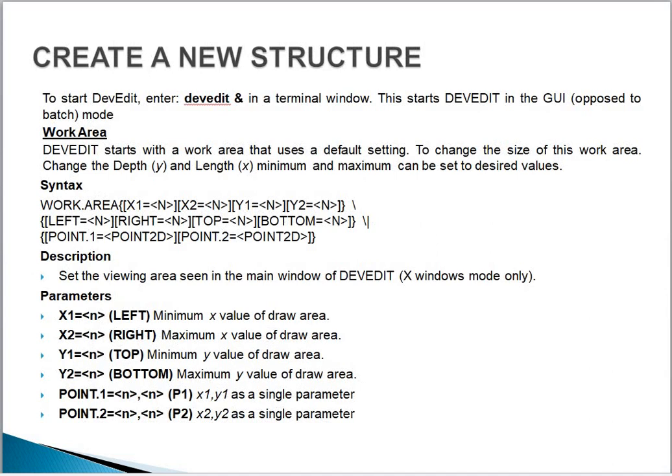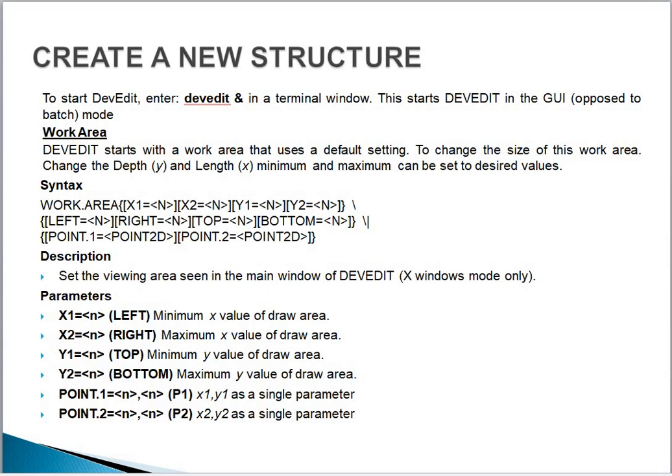Create a new structure. To start DevEdit, enter DevEdit in a terminal window. This starts DevEdit in graphical user interface mode, as opposed to batch mode. First you have to define the work area. DevEdit starts with a work area that uses a default setting.